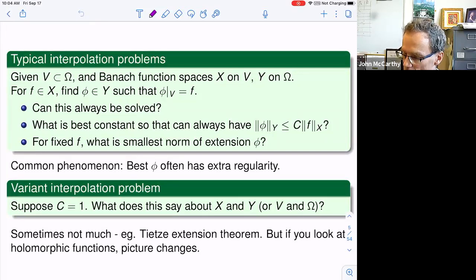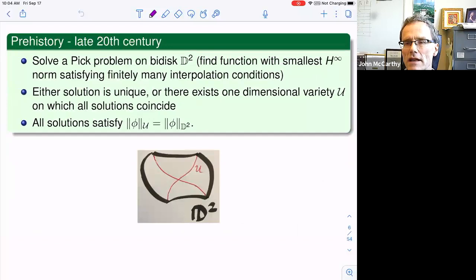So let me tell you a little bit about the prehistory and why, sorry, I forgot to say at the beginning of the talk that this is joint work with Jim Agler and Łukasz Kosiński. Why we first started thinking about this problem. And the origin was in trying to understand Pick problems on the bidisk.